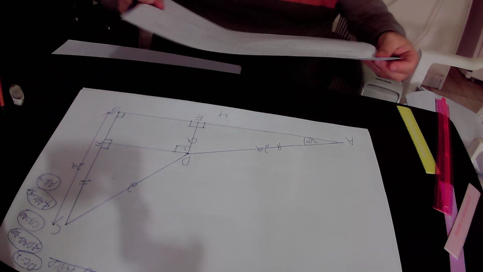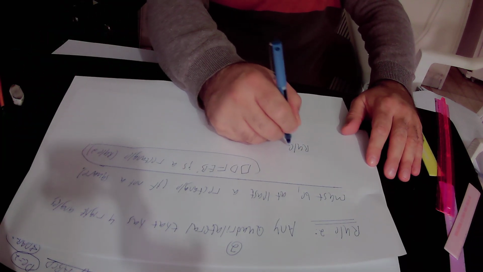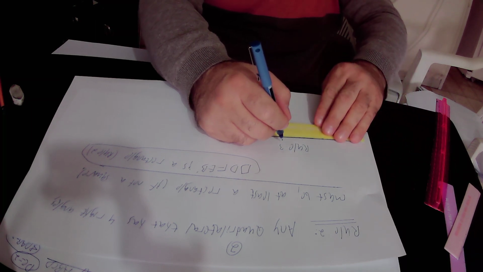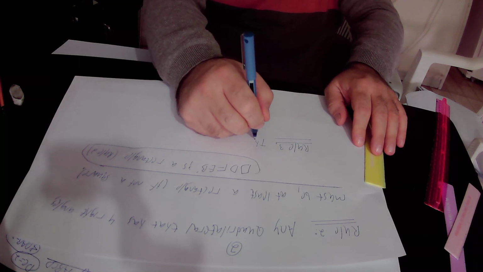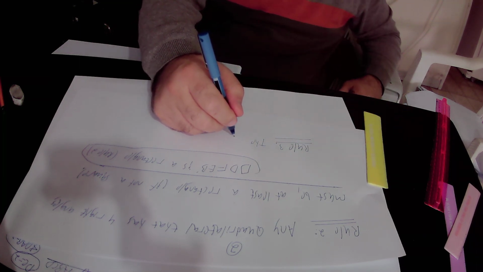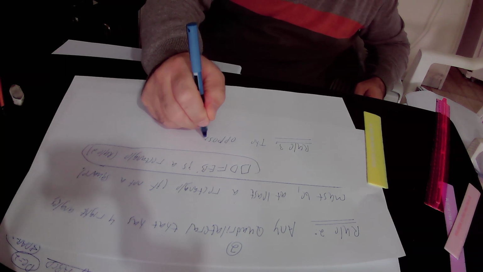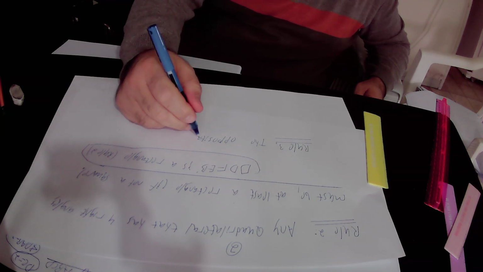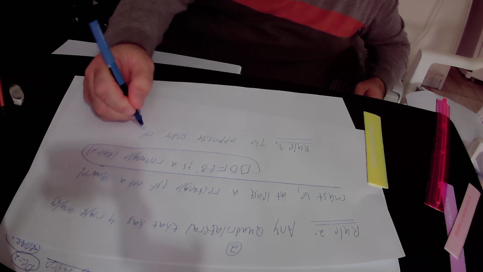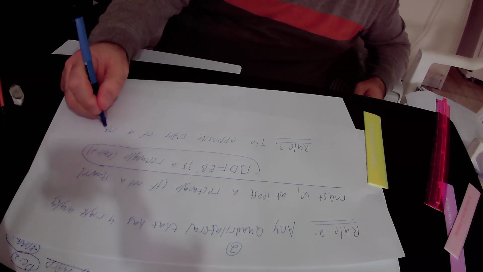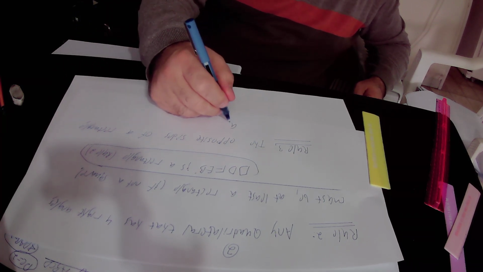And we have also rule number 3. According to rule number 3, the opposite sides of a rectangle are equal to each other.